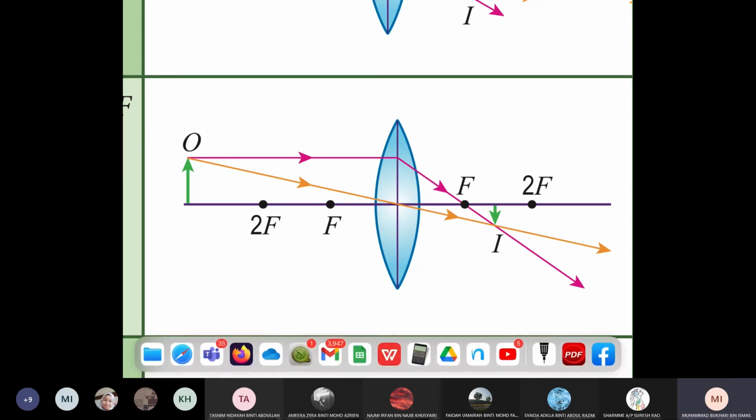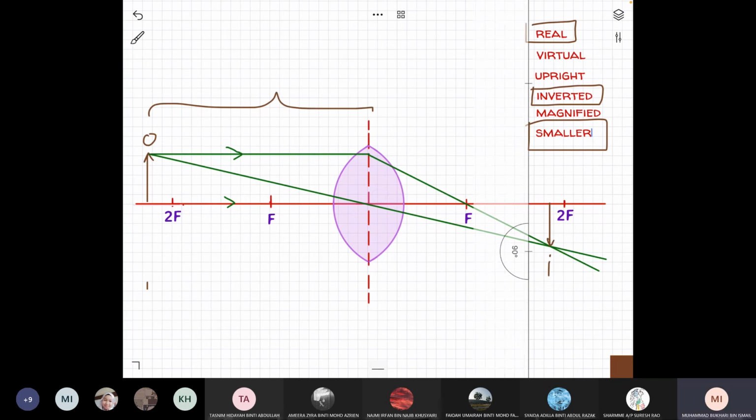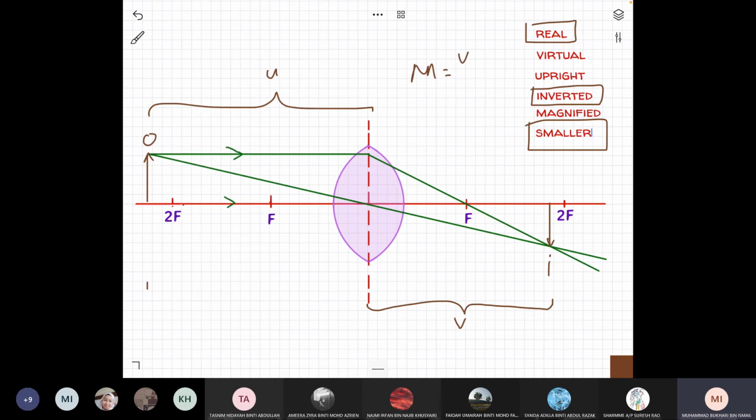Okay, another thing I want to mention here is object distance and image distance. The distance from the object to the lens is known as the object distance. The symbol used is U. And the distance between the center of the lens and the image is the image distance. It is known as V. And the magnification is V over U. Okay, magnification is V over U. We will learn more about the magnification after this. Okay, that is the second situation.